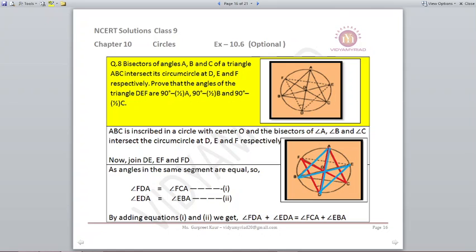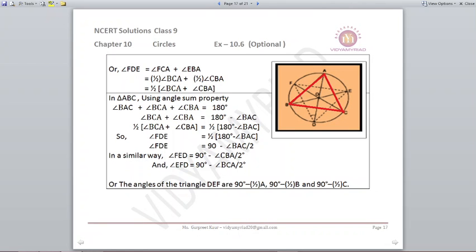First let us consider that we know angles in the same segment are equal. So if we take angle FDA, this will be equal to angle FCA, considering FA as a segment which is common, which is the red lines if you see. Now if you see the blue lines, angle EDA is equal to angle EBA. These are the angles formed in the same segment. So if we add both the equations, we get angle FDA plus angle EDA is equal to FCA plus EBA.